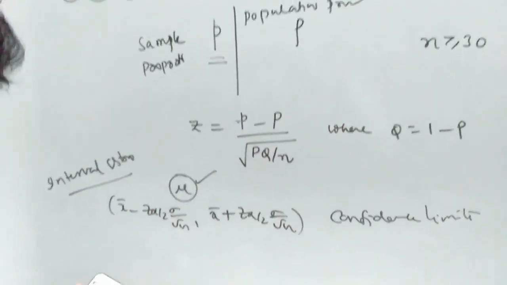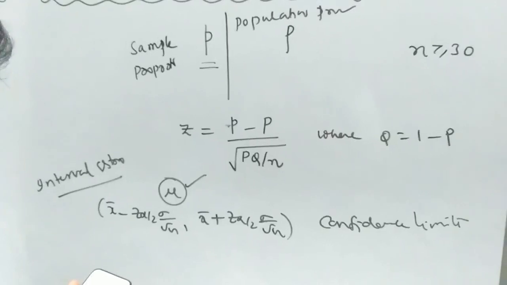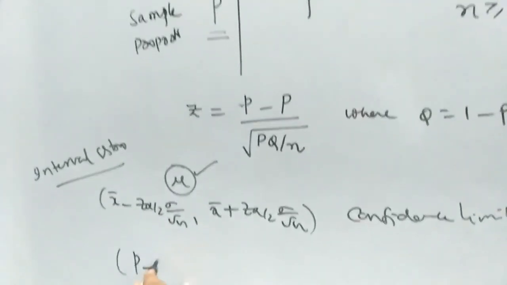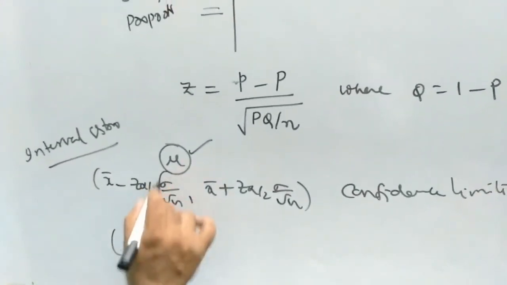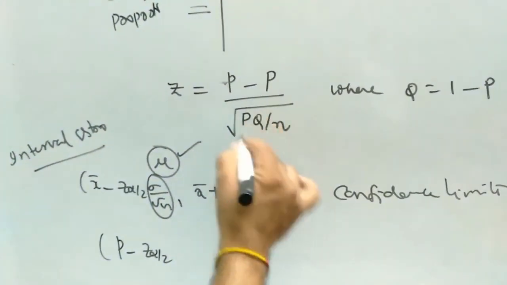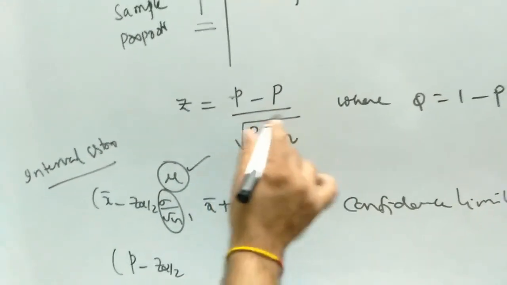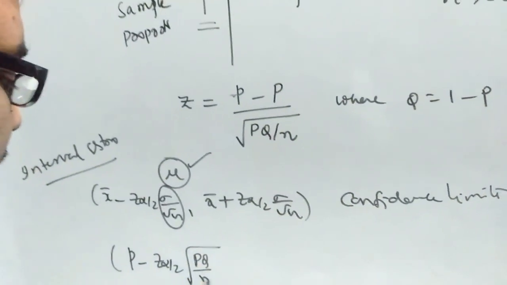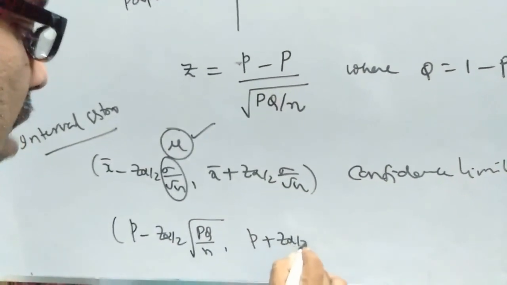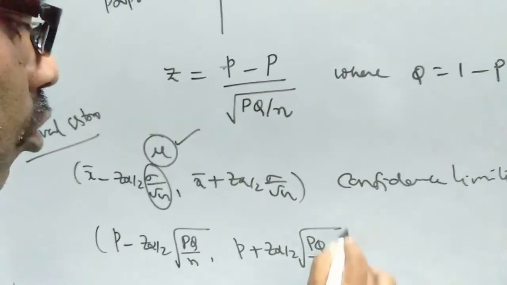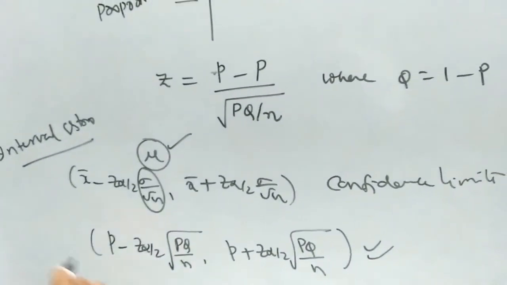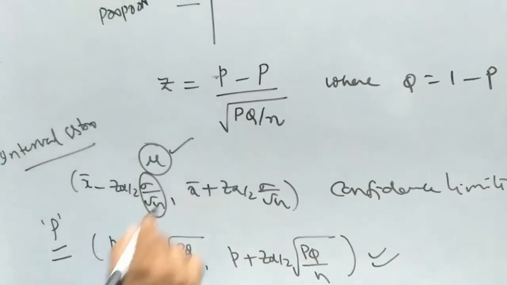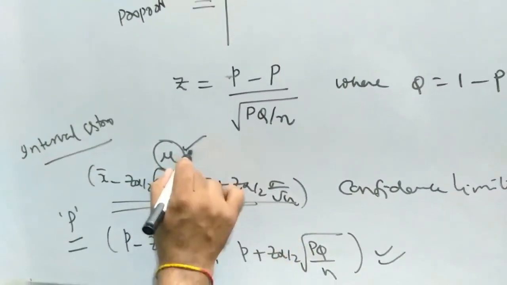Similarly, for population proportion capital P, the confidence limits will be small p minus z alpha by 2 into standard error, which here is root of PQ by n, comma, small p plus z alpha by 2 into root of PQ by n. These are called the confidence limits for the population proportion capital P. These are the confidence limits for population mean.